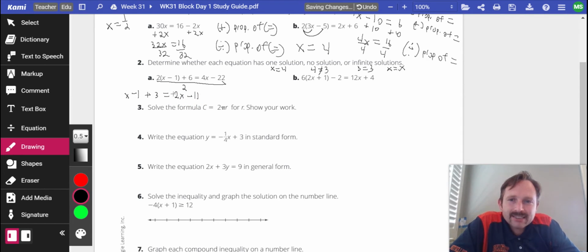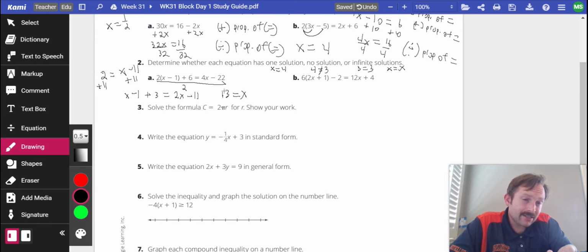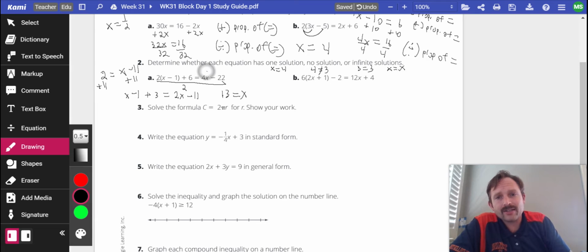Now, if I minus x on both sides, and if I combine this, I'll get 2 is equal to x minus 11. If I add 11 on both sides, I'm going to get 13 is equal to x. Now, that's not the answer. The answer they want is one solution, no solution, or infinitely many solutions. Okay, so A is going to be one solution.